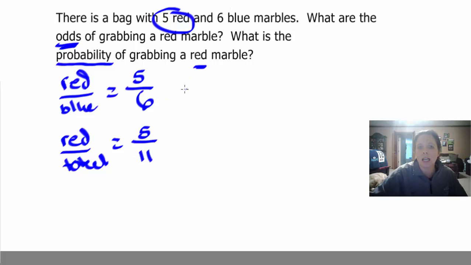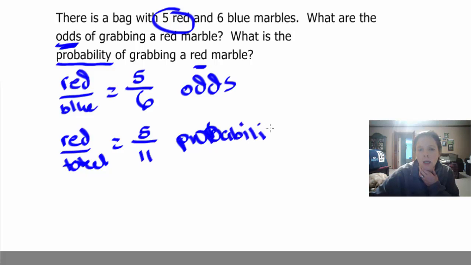So this is odds, and this is probability. This is probably the most important part in this section, knowing the difference between odds and probability.